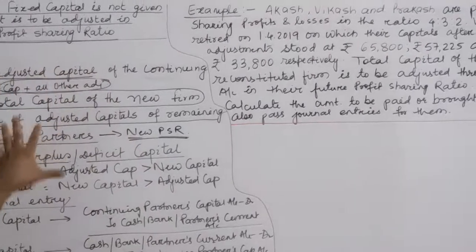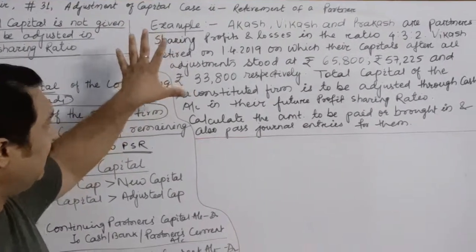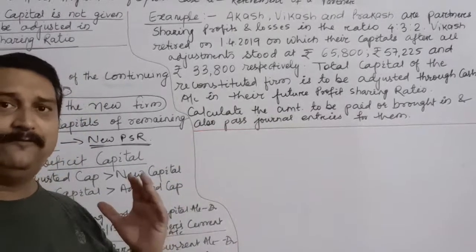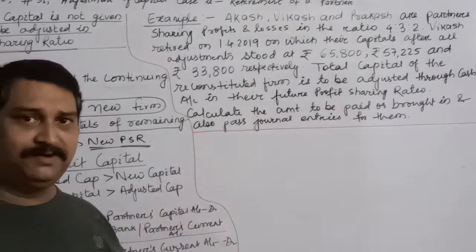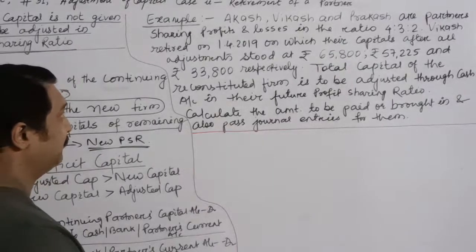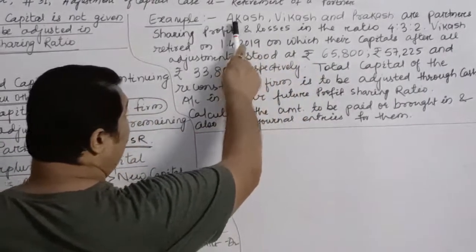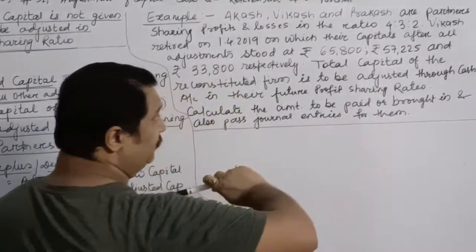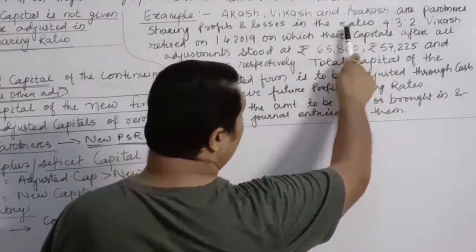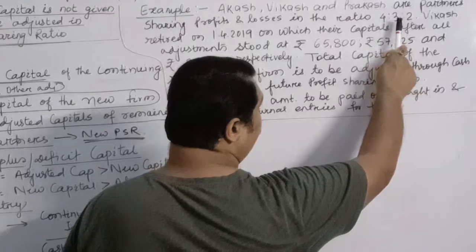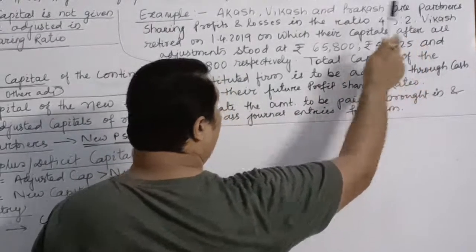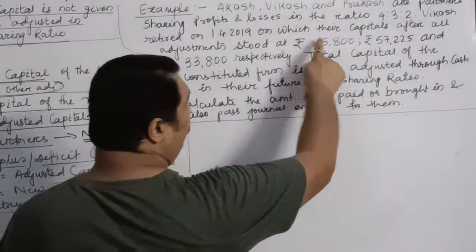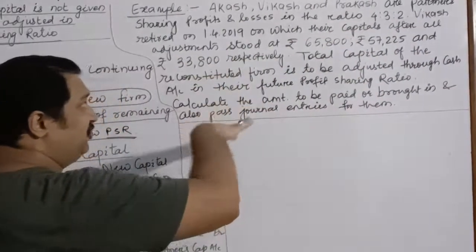Now, based on this particular concept, first of all, let us take a small example, a small question, and then we'll take up a full and complete question where we will be solving the various other concepts. Question: over here there are three partners, Akash, Vikash and Prakash, who are sharing profits and losses in the ratio 4:3:2. Vikash retired on 1st April 2019, on which their capitals after all adjustment.